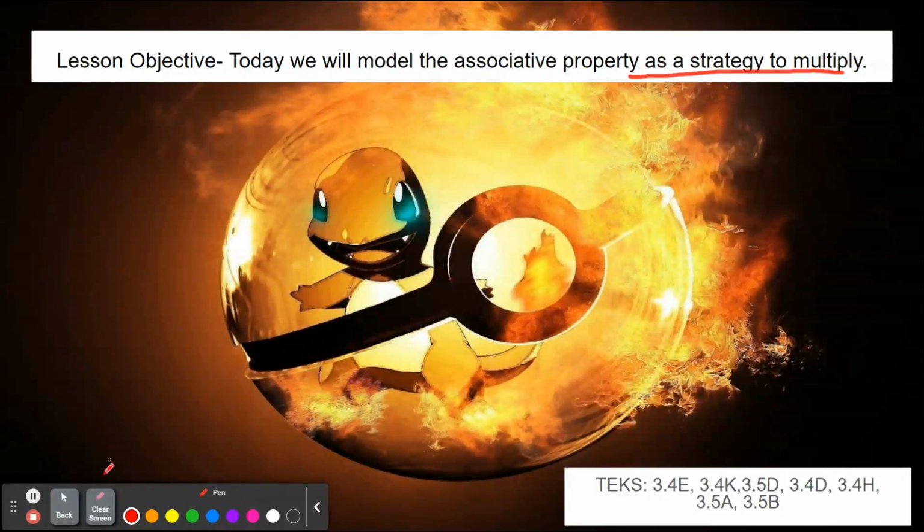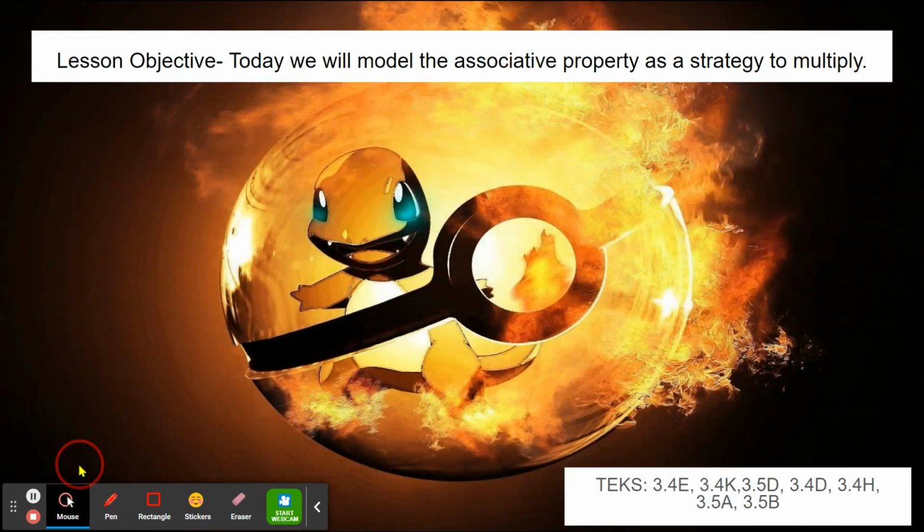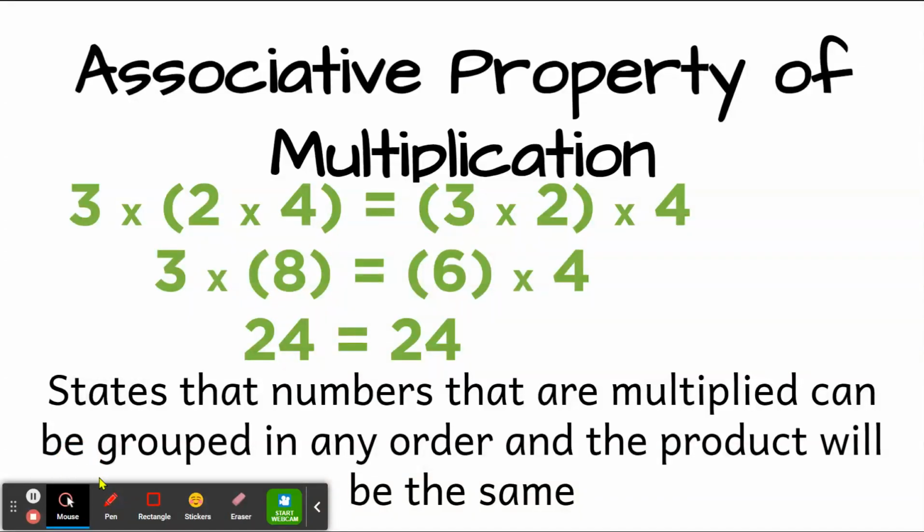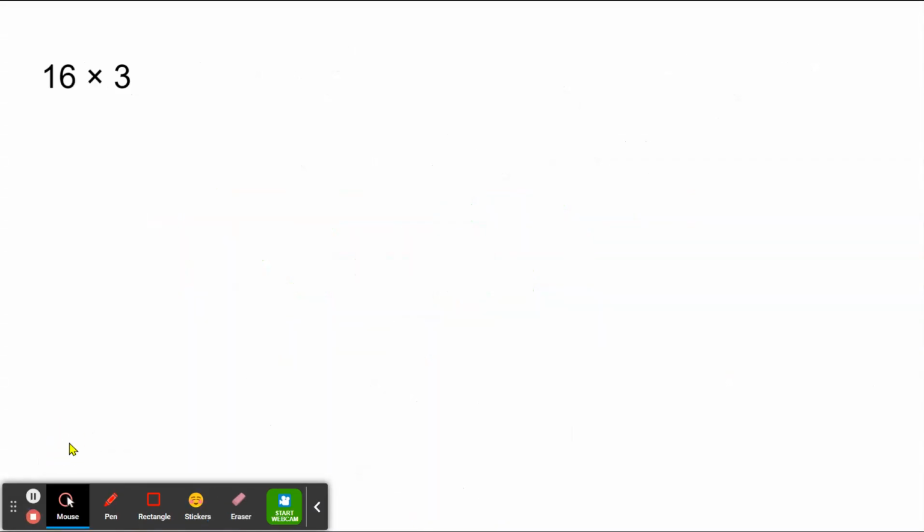Okay, let's take a quick review of what the associative property of multiplication is. The associative property of multiplication states that numbers that are multiplied can be grouped in any order and the product will be the same. So we can break apart numbers and rearrange them, and the product, or the answer, will be the same. Now, let's look at this problem.